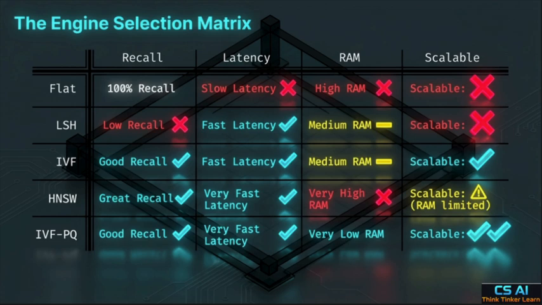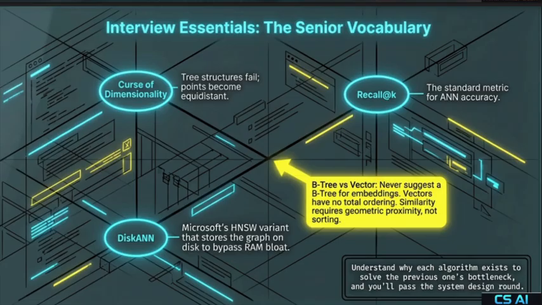Use this engine selection matrix for your next architecture review. If you need 100% recall and have small data, use a flat index. If you need lightning fast latency but have limited RAM, IVF-PQ is your best bet. If you need the absolute best recall to latency ratio and have the budget for RAM, HNSW is the gold standard. Never pick an engine based on what's trendy. Pick it based on the constraints of your recall, latency, and RAM targets.